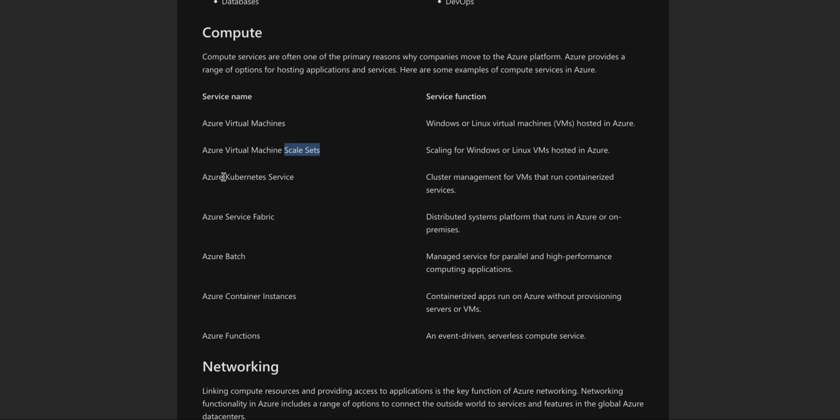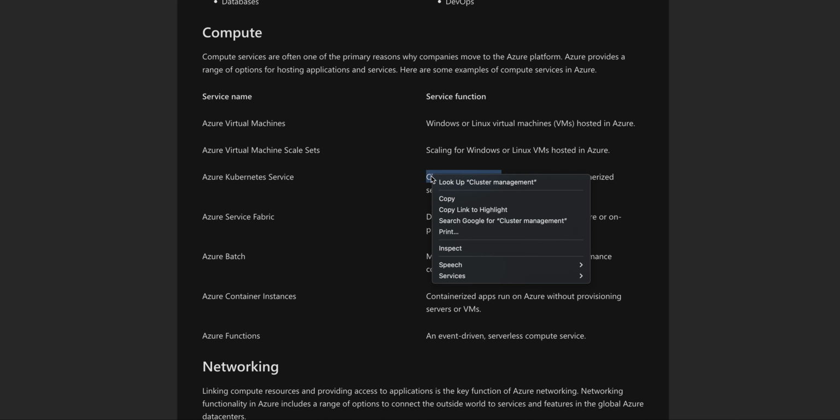Azure Kubernetes Service. Its function is cluster management for VMs that run containerized services. Cluster management. I think the keyword here is containerized. Cluster management. Let's see what it is.